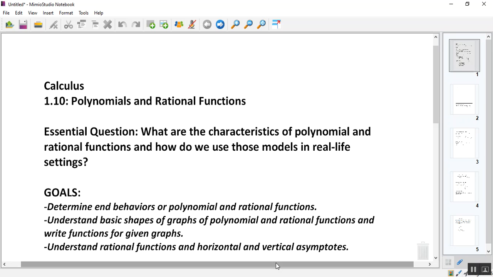So to get started with polynomial and rational functions, I need a volunteer to read that essential question for me. What are the characteristics of polynomial and rational functions, and how do you use those models in your life cycle? Okay, so we're going to be looking at some models for polynomial and rational functions and apply them.